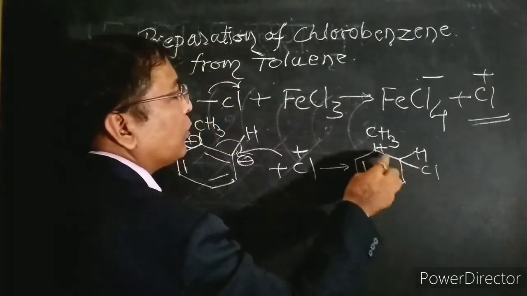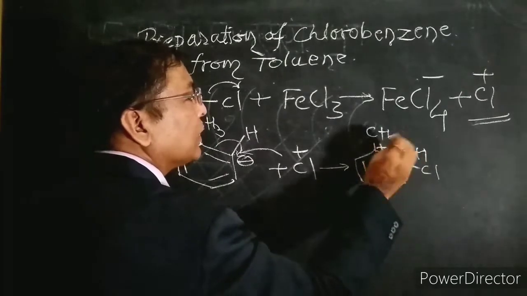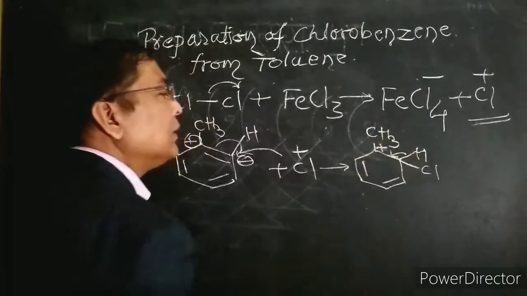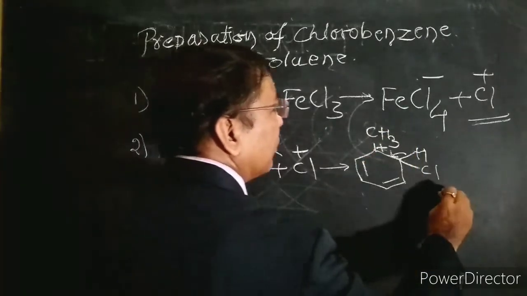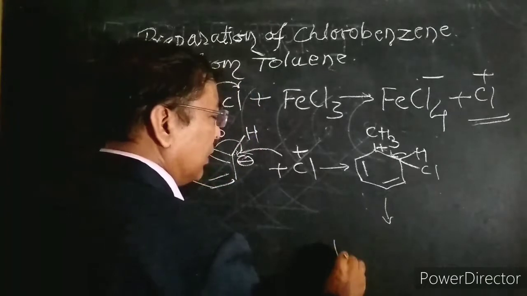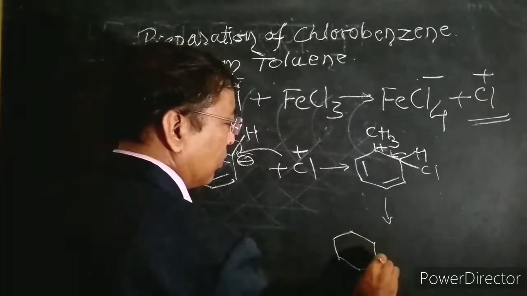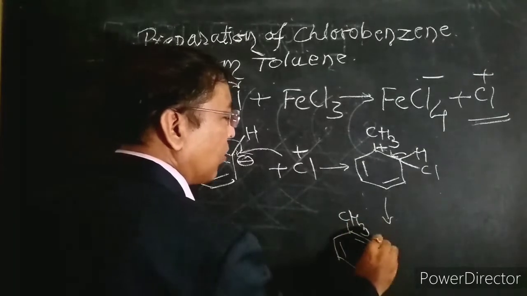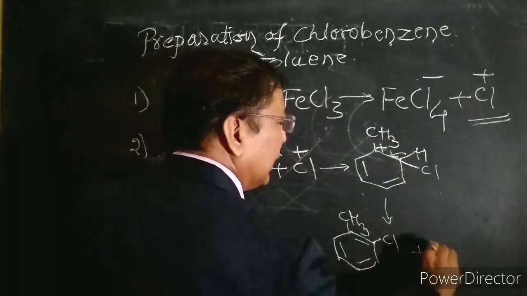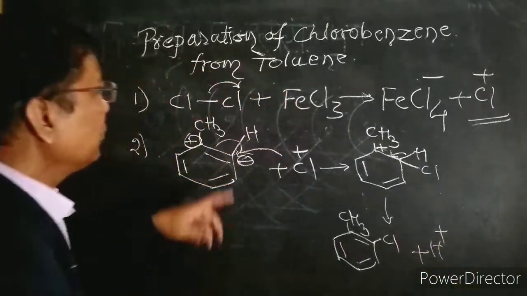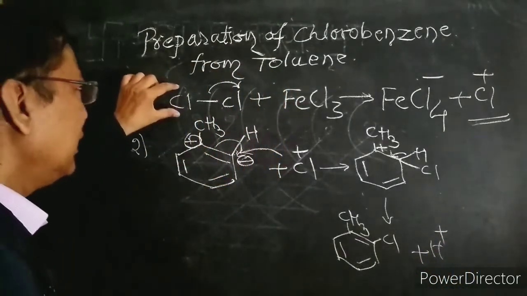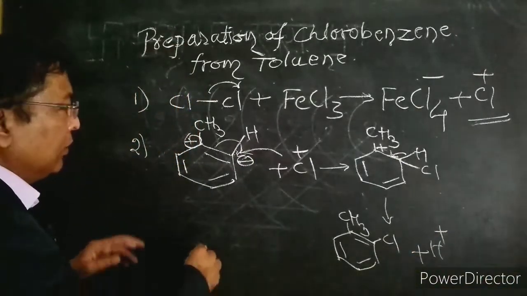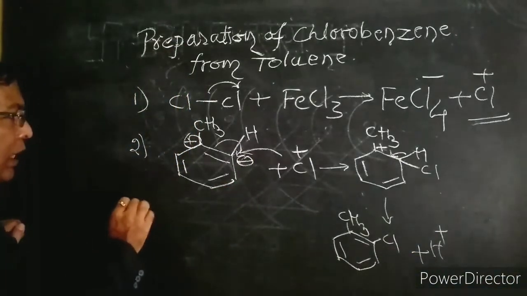The carbon cannot be positive for a longer time, so it withdraws the electron from the hydrogen, because hydrogen is an easy leaving group, and we finally get the ortho product, orthochlorotoluene plus H plus. This H plus will combine with this Cl and it gives HCl. Similarly, the reaction also takes place at the para position.